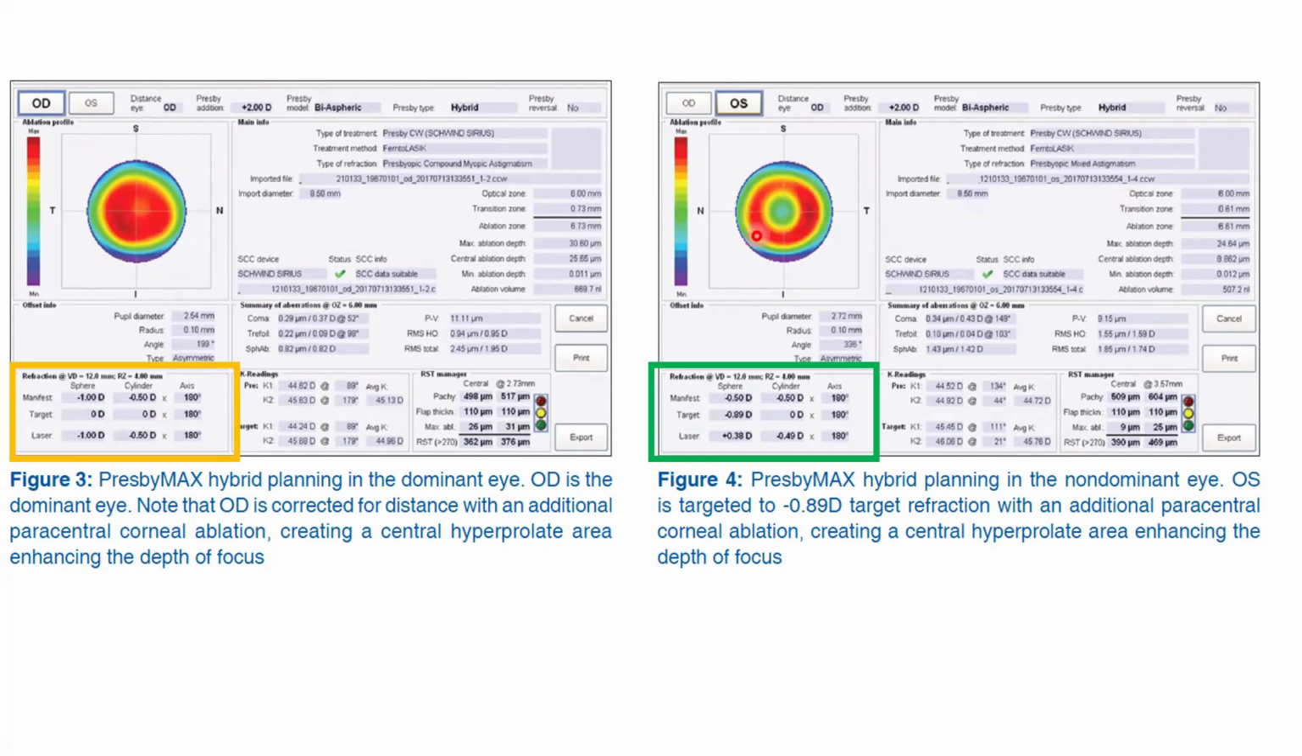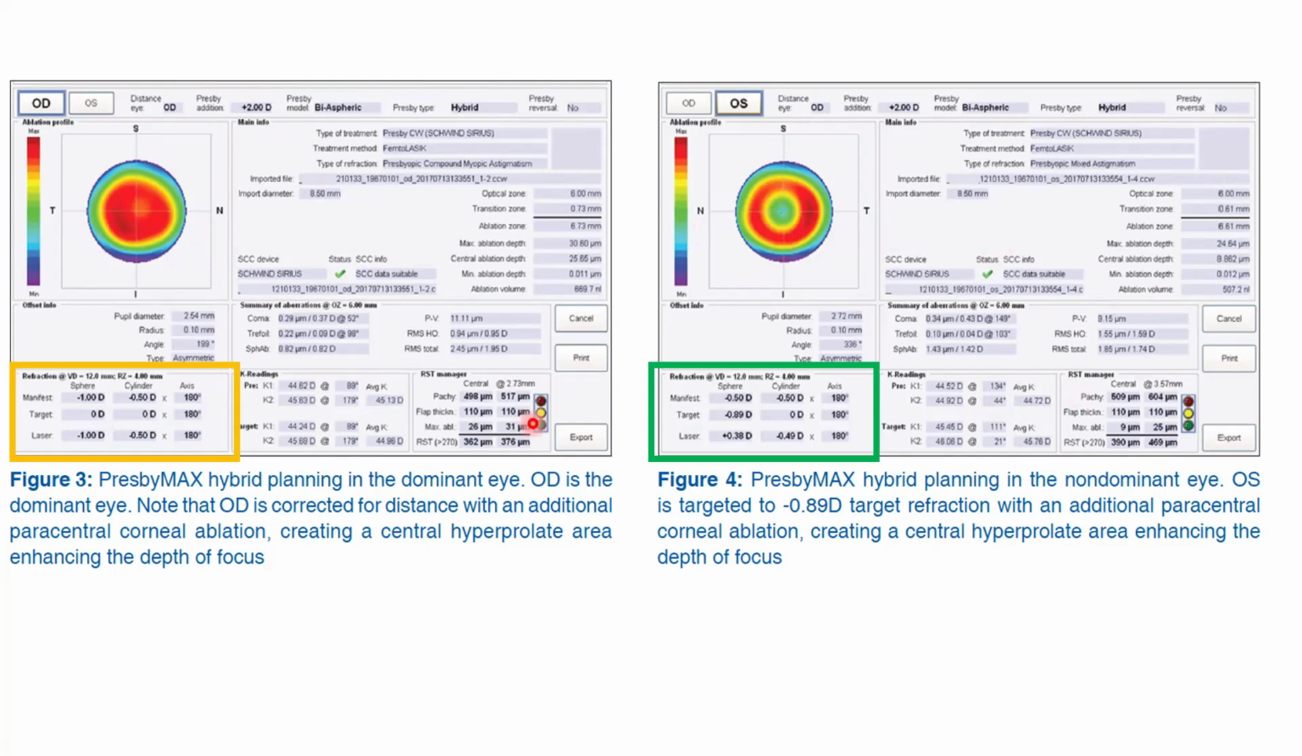Then in the left eye, which is the non-dominant eye, in which we are going to give the near correction, we can see this donut pattern. Donut pattern means in the center, we are leaving it untouched or treating it very little. Why? Because in the central part, we want it to be steep. In the mid periphery, we are giving more ablation and creating flattening. And then again in the far periphery, it is steeper. So one eye is distance, and the second eye is going to be near and intermediate, and especially this donut pattern we will be able to see.